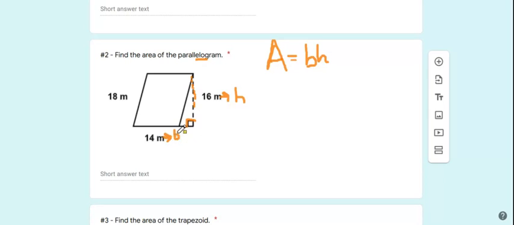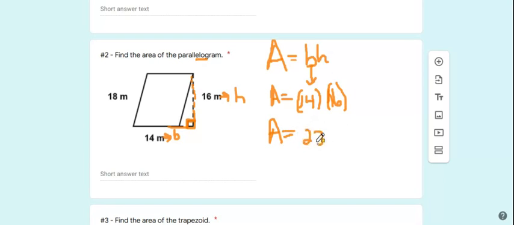So as you can see, my base and my height meet at this right angle. So let's plug in those numbers for the base and the height. So base, that is 14. And I'll be multiplying that by the height of 16. Okay, so in my calculator, I can type in 14 times 16, and the area would be 224. And my units would be square meters. Okay, so just put in 224 into the answer box, and that's the area of a parallelogram.